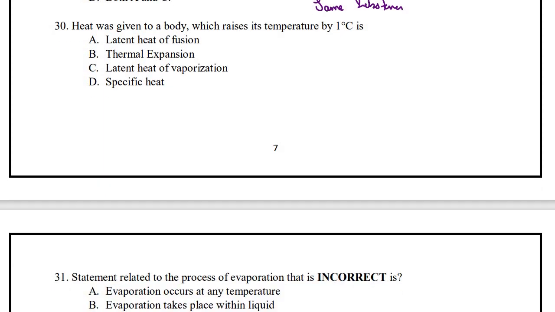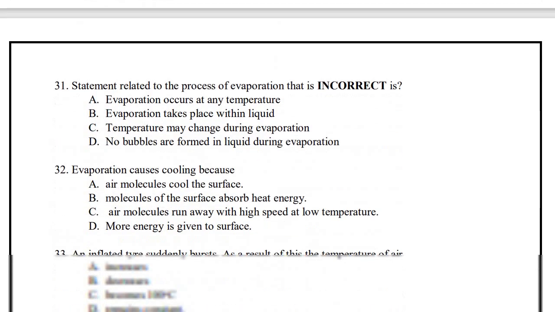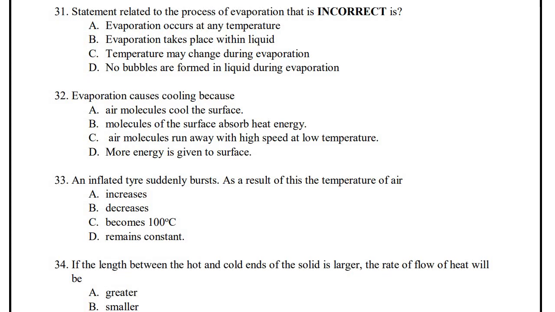Question number 30. The heat given to a body which raises its temperature by 1 degree centigrade is called specific heat capacity. This is the definition of specific heat capacity. Option D is the right answer.